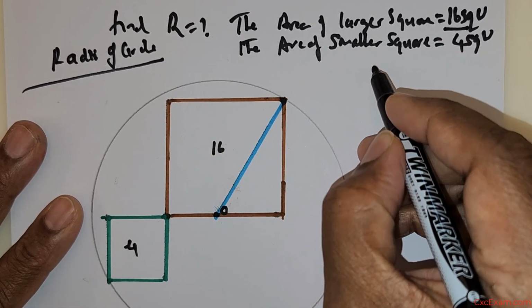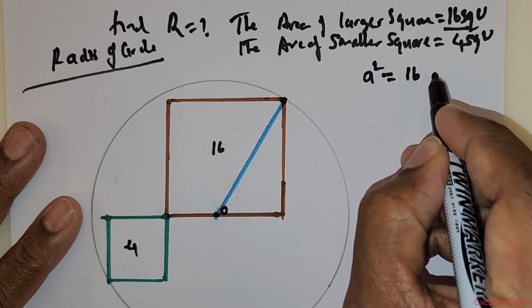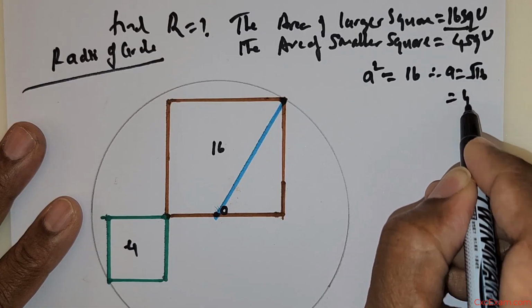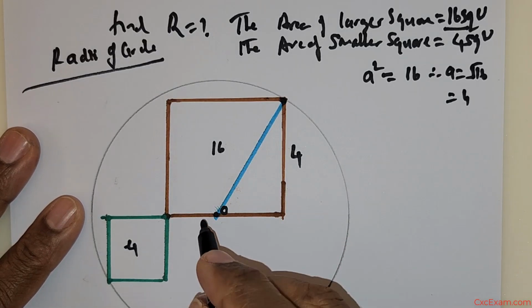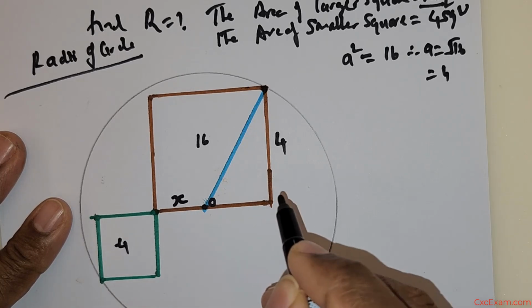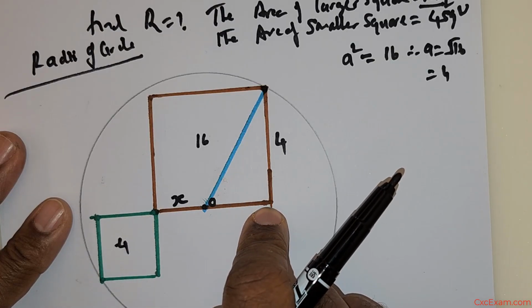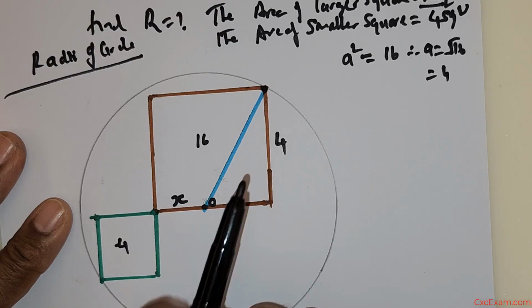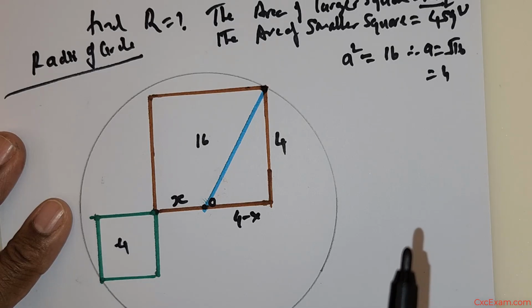So 16 means area of the square is a squared. a squared is equal to 16. Therefore, a is equal to root of 16, which is 4 units. This entire length is 4 units. So if I take this length as x units, this is entirely going to be 4 units. So from 4 units I need to get this length. So it's going to be 4 minus x, right?